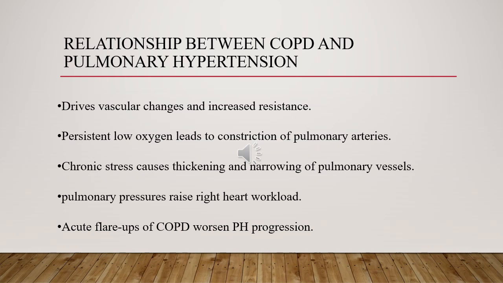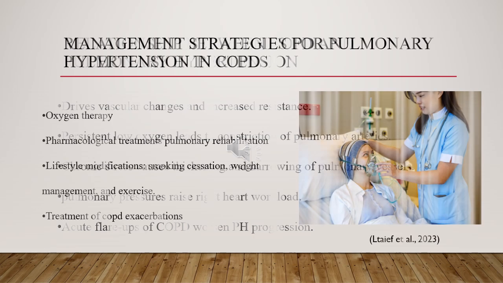Over time, this increased workload can lead to right ventricular hypertrophy, dilation, and eventual failure, called cor pulmonale. COPD exacerbations, marked by sudden worsening of symptoms, further elevate pulmonary pressure and accelerate PH progression. The interplay between chronic hypoxemia, inflammation, and structural change in both the lungs and heart highlights the bidirectional impact of COPD and pulmonary hypertension, necessitating comprehensive therapeutic strategies to improve outcomes.